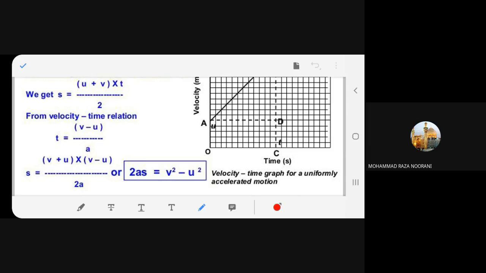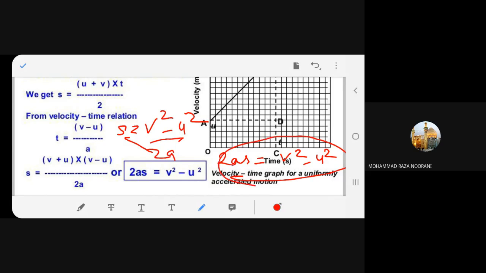So what is A plus B into A minus B? A square minus B square. So it will be S is equal to V square minus U square upon 2A. I just cross multiply. What it will become? 2AS is equal to V square minus U square. We got the formula. The third formula of motion, that is V square minus U square is equal to 2AS. You have derived all the formulae of the motion.